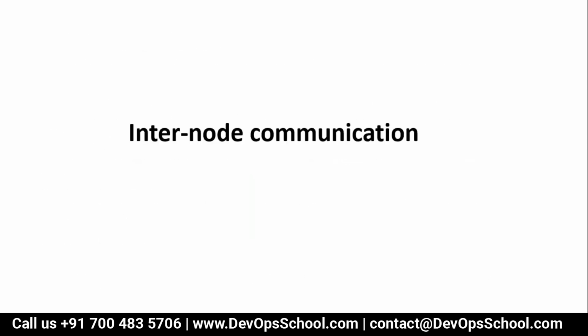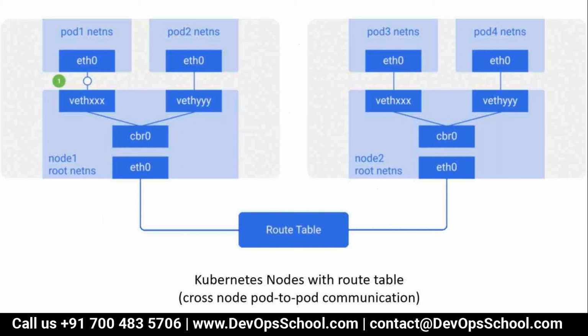Now, guys, what about the internode communication? Intra-node communication is okay, but what about the internode? So I'll ask you to only look at this image. Okay, look at this. What happens? First, pod 1 is trying to access pod 4, and for that ETH0 sends the packet to VETH0. VETH0 sends the packet to the bridge CBR0, kube-proxy.